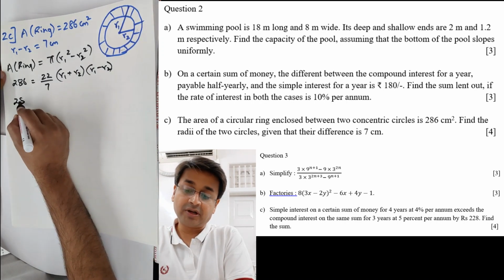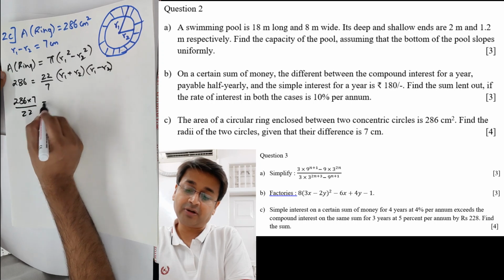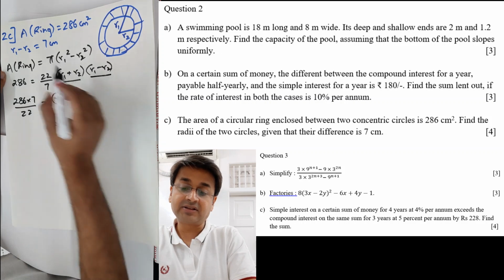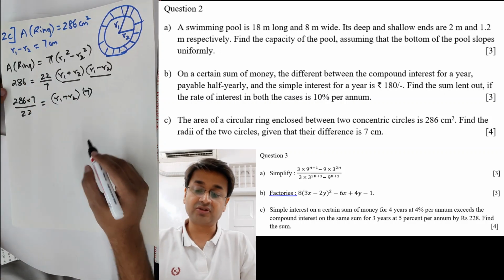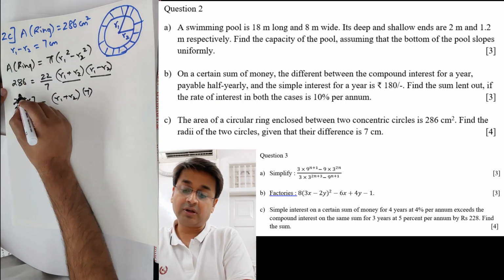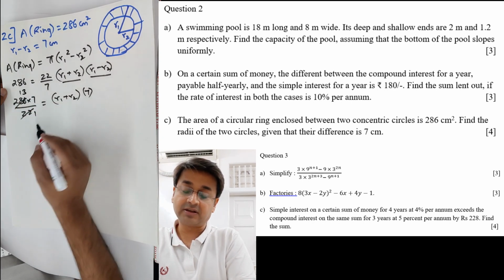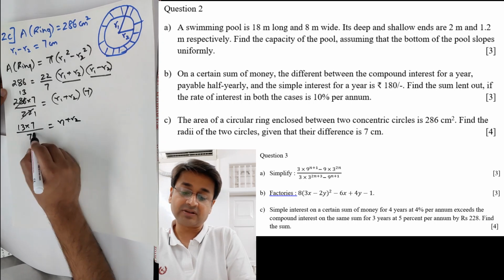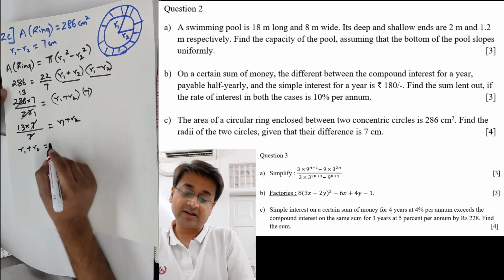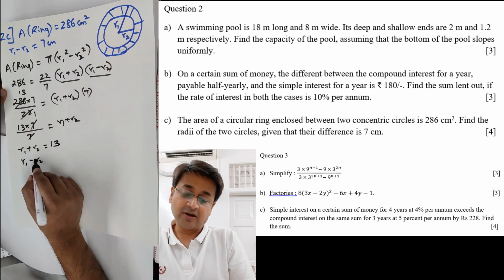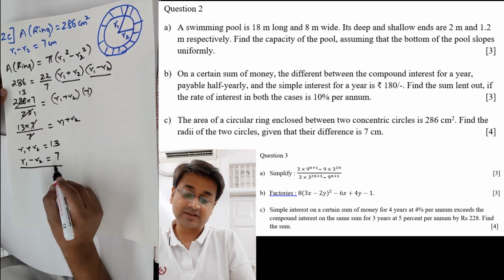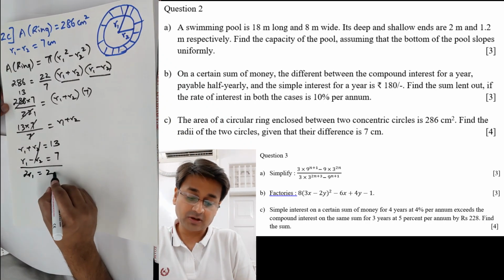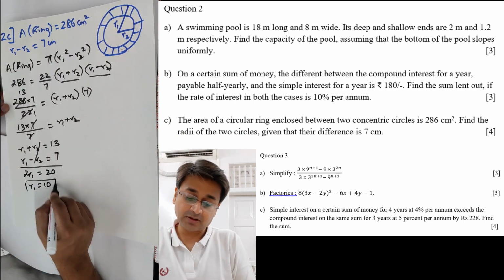Alright. So 286 into 7 by 22. R1 plus R2 we don't know, but R1 minus R2 we very well know is 7. So substituted that. 22 ones are 22, ones are, and 3s are. So 13 into 7 and pushing this 7 down. So R1 plus R2. This also goes. So what I get is R1 plus R2 as 13. I already know R1 minus R2 is 7. Simultaneous. And there you go. So 2R1 is 20. So R1 is 10.